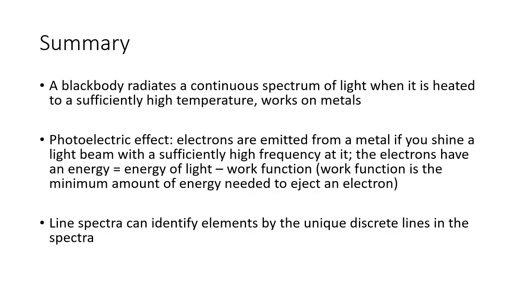All right, to summarize, a blackbody radiates a continuous spectrum of light when it's heated to a sufficiently high temperature, and this works for metals. The photoelectric effect says that electrons are emitted from a metal if you shine a light beam with sufficiently high frequency at it. The electrons have an energy that is equal to the energy of light minus the work function, and the work function is the minimum amount of energy needed to eject an electron. Finally, line spectra can identify elements by the unique discrete lines in the spectrum.